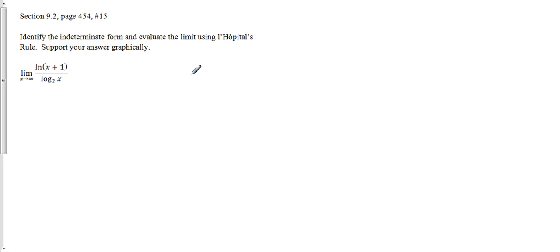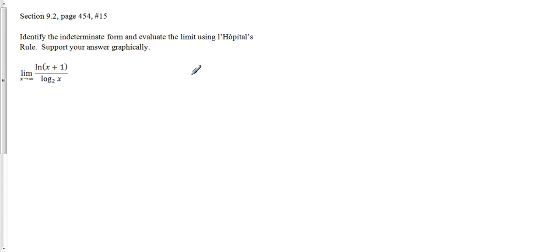All right, let's do section 9.2, page 454, number 15, which reads, identify the indeterminate form and evaluate the limit using L'Hopital's rule. Support your answer graphically. In this case, we have the limit as x goes to infinity of the natural log of x plus 1 all over the log base 2 of x.